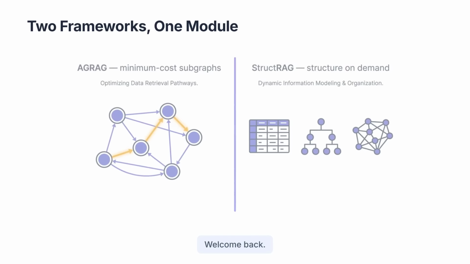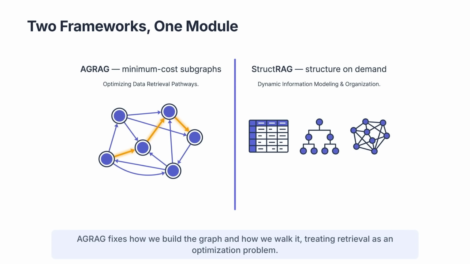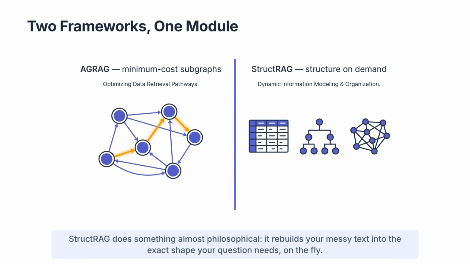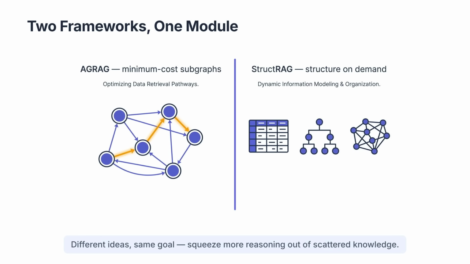We meet two very different troublemakers. AGRAG fixes how we build the graph and how we walk it, treating retrieval as an optimization problem. StructRAG does something almost philosophical. It rebuilds your messy text into the exact shape your question needs on the fly. Different ideas, same goal, squeeze more reasoning out of scattered knowledge.